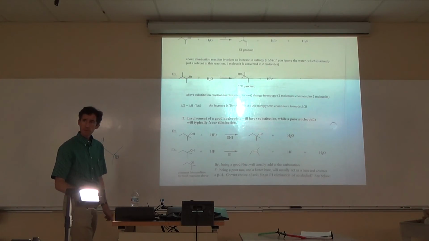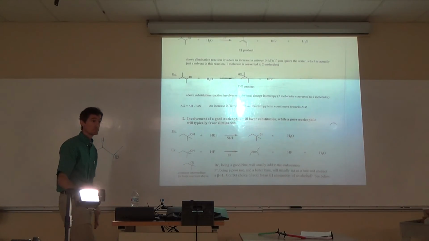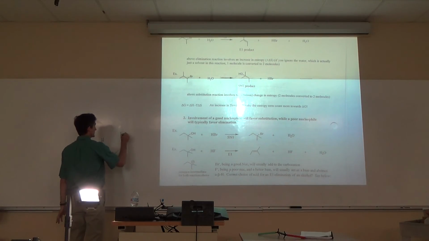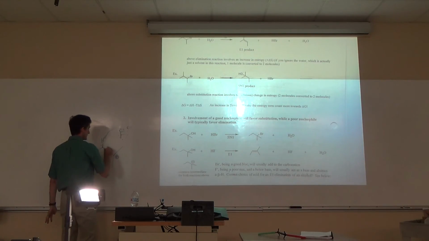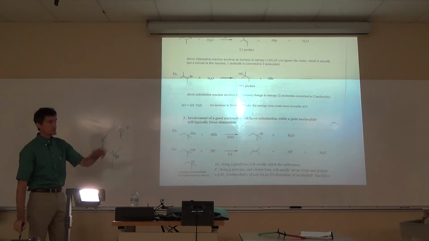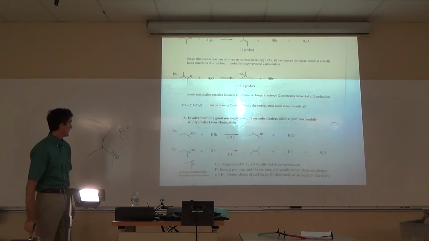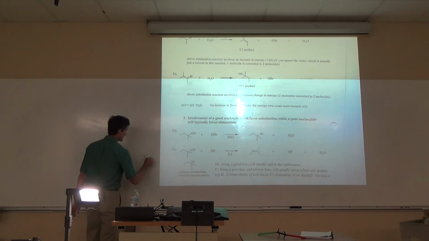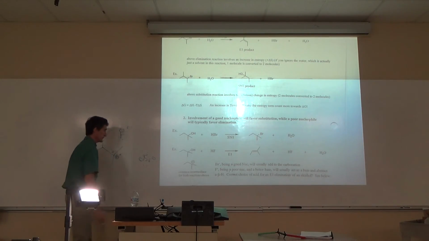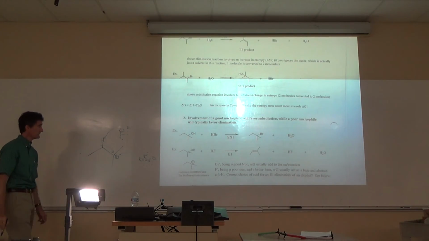By the way, which is a better base, F minus or Br minus? F minus is actually a better base, which means it's better at taking H's. So the F minus will take the H, and these electrons will move in, and that's how you get your alkene. Where the Br minus will prefer to do this here.